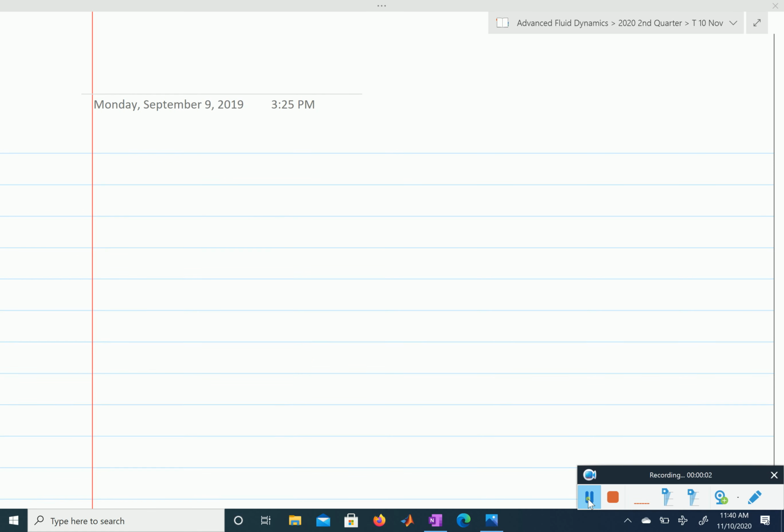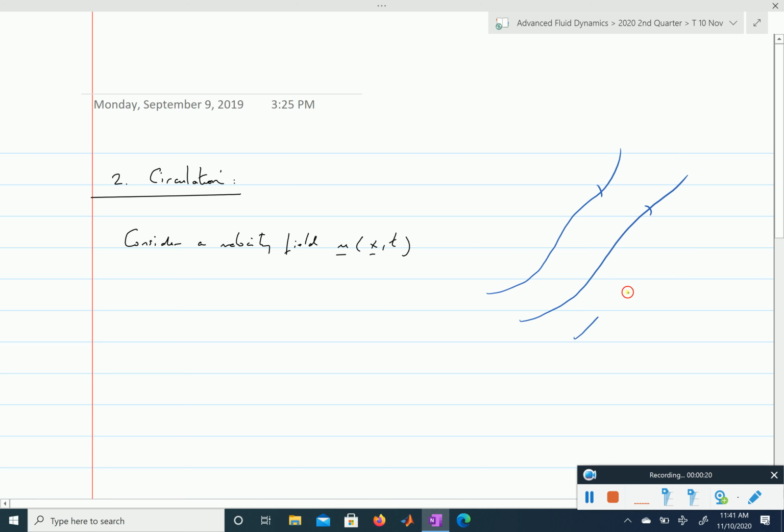Now we're going to discuss the definition of another quantity which is important in fluid mechanics, the circulation. So again, we consider a velocity field u, and here I'm going to schematically represent this field with particle path lines or streamlines or whatever you want to call these. It doesn't really matter for this purpose.